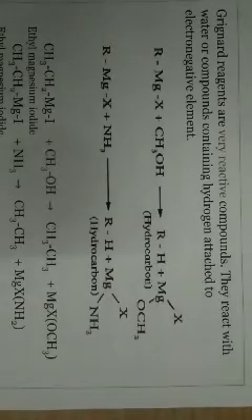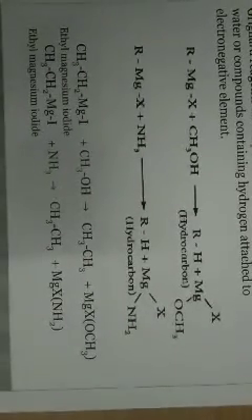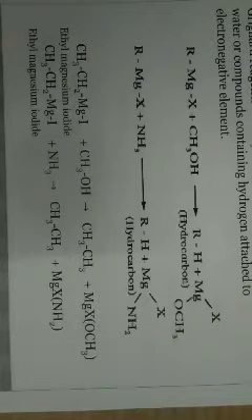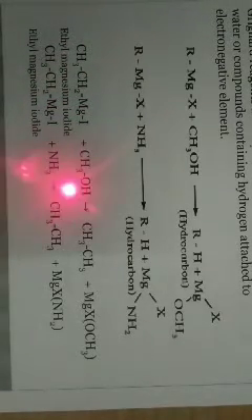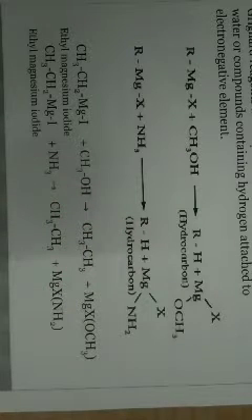You can see here some more examples of these reactions. Ethyl magnesium iodide, CH3CH2MgI, plus methyl alcohol, CH3OH, gives CH3CH3, that is, it gives us ethane. In the same way, ethyl magnesium iodide can react with NH3 also and that gives us CH3CH3, ethane again. So these are the reactions with the active metals.